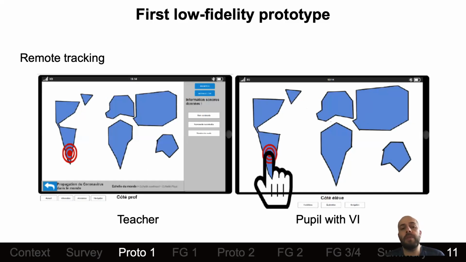Another functionality was the remote tracking function. The idea was that when the pupil with visual impairment is touching the graphic, the teacher has real-time feedback on where this touch is happening, as a way to gain awareness of what is happening.